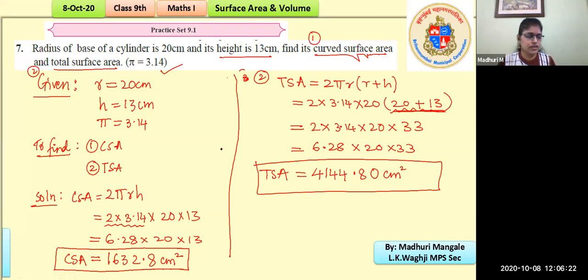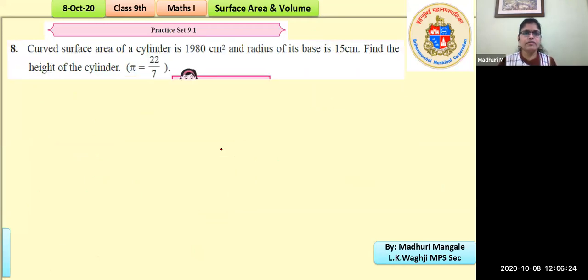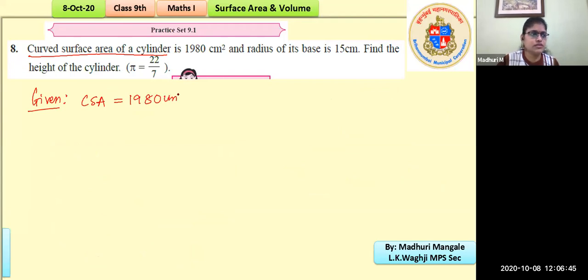Okay, let us quickly do one last question, and that will complete the practice set 9.1. So what are we given here? We are given that the curved surface area of cylinder is 1980 centimeters squared. So this is CSA. CSA of cylinder is 1980 centimeters squared. We are given the radius. Radius is 15 centimeter, and we are asked to find height.